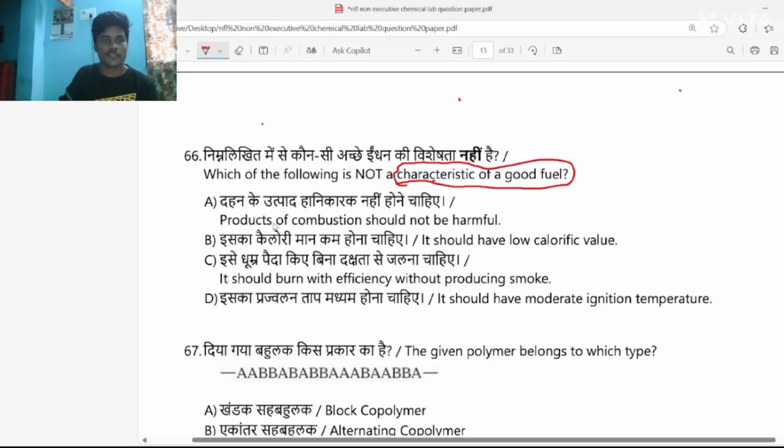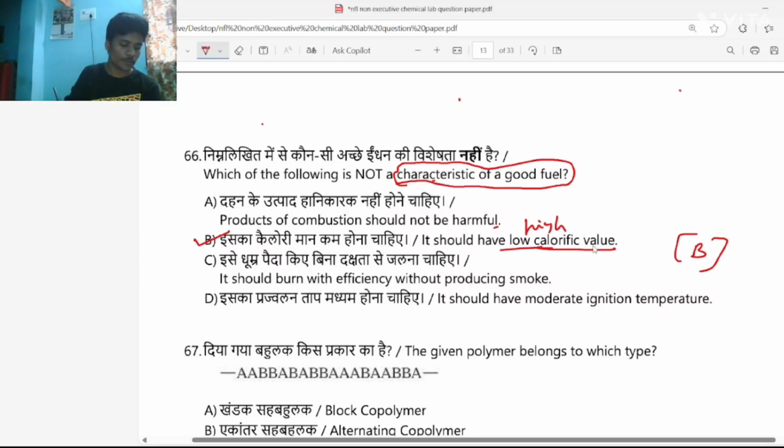So a good fuel must have high calorific value. Answer is option B, because it should have high calorific value, right? Calorific value is nothing but the amount of heat energy released when a fuel is burned completely. Means when fuel is burned, it should give a high amount of energy, not a low amount of energy. So answer is option B, because it is not a characteristic of a good fuel.